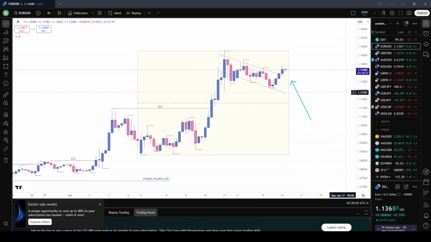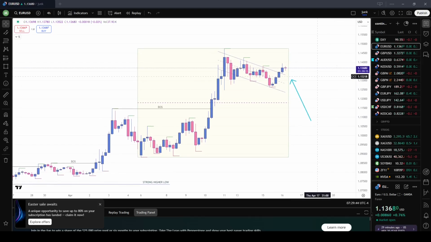Now, still being cautious of any type of dollar news because there is news today. But overall, of course, swing structure is bullish, and fractal structure is also bullish on this 4-hour chart.